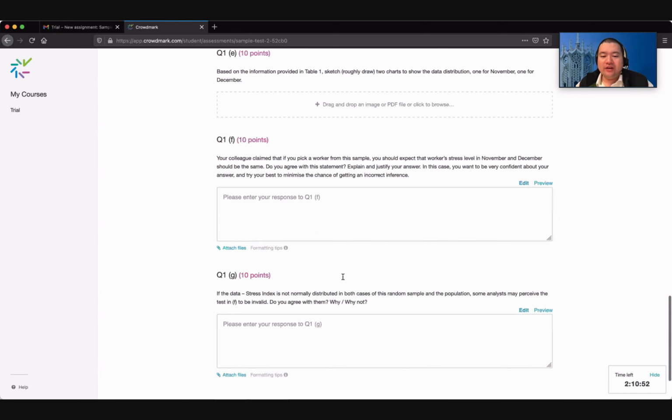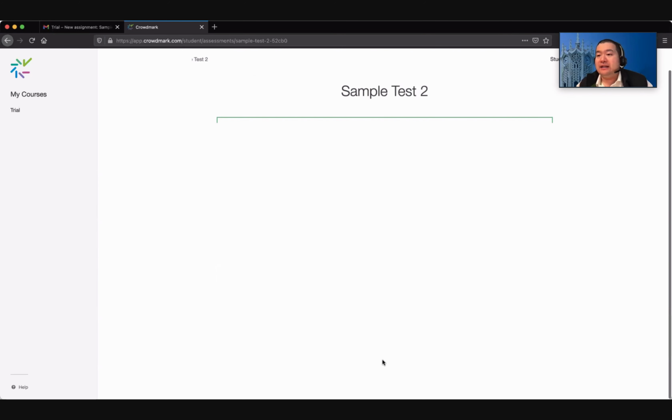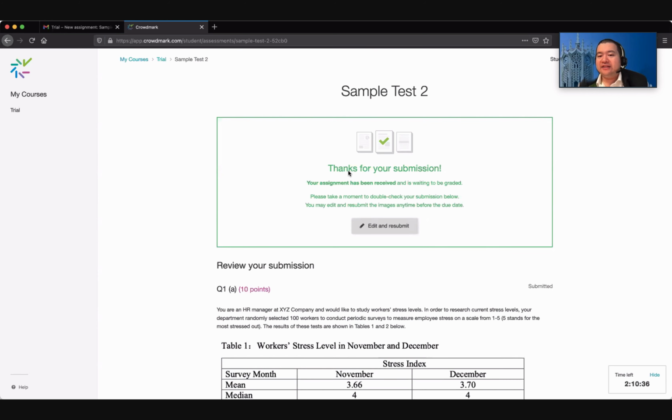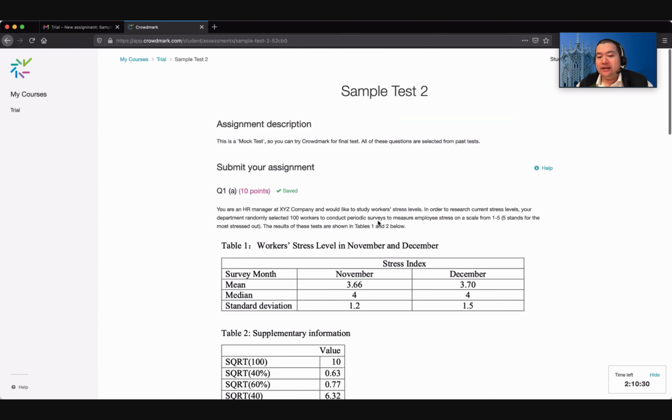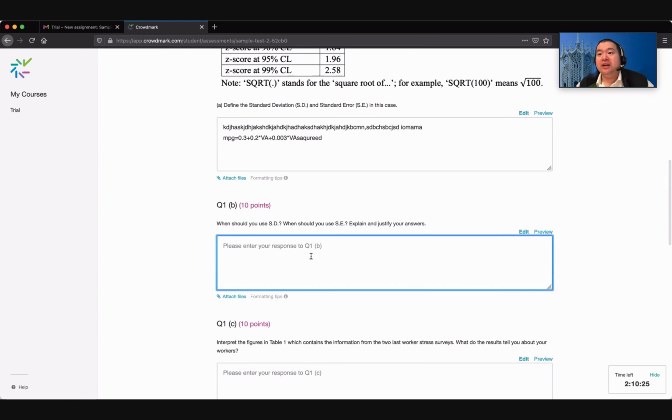Once you finish one question, here you have a tab at the bottom, and a timer. Here you have a tab for submit for evaluation, so you can click this. See, thanks for your submission, and you can edit and resubmit again. You just click edit, and then you can go to the second question. This is the safest way for you to do the online test.